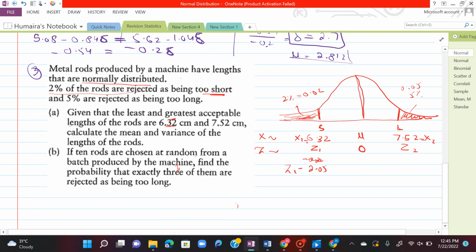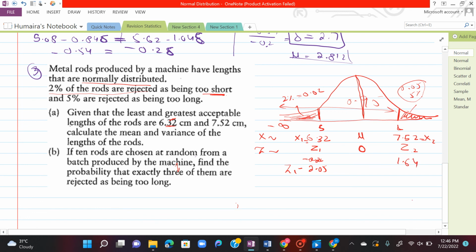And similarly for this z, now remember, will I look for 0.05 in the table, or should I look from here to here, which is 0.95, in the table? It should be 0.95. Check 0.95 in the table, because the table always tells you from minus infinity to any particular point. So here I have the z2 value, which is 1.64. Now we are on the same page.